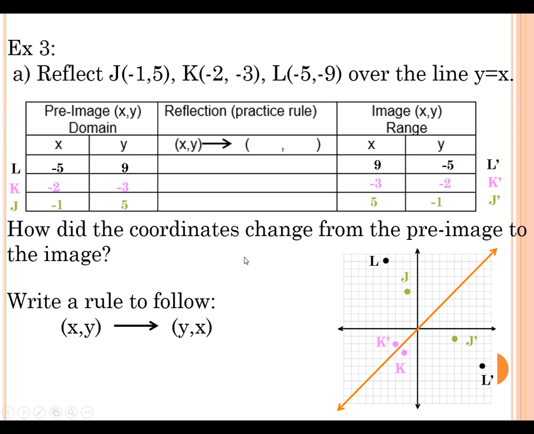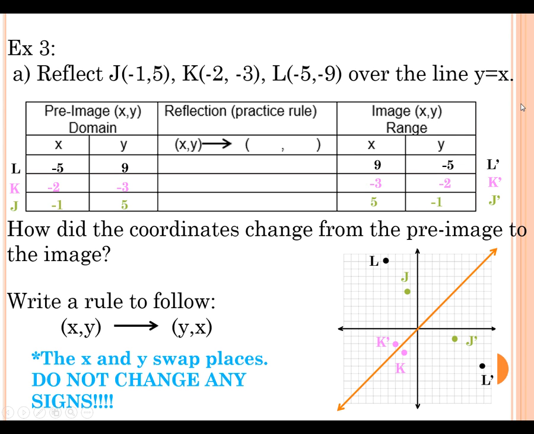So guess what, you guys? X and y switch spots. The rule for reflecting over the line y equals x is to have x and y trade places. So do not change any signs. That's when the demon cats will get you, so watch yourself. If you want to practice the rule, again, I just put my x's in the y spot, so bam, they're in the y.